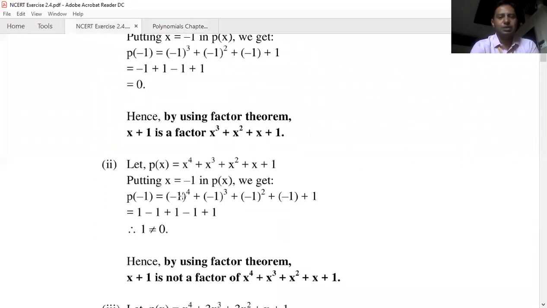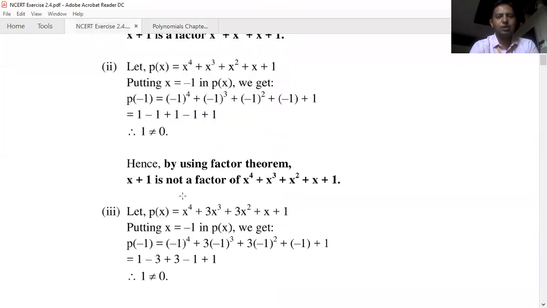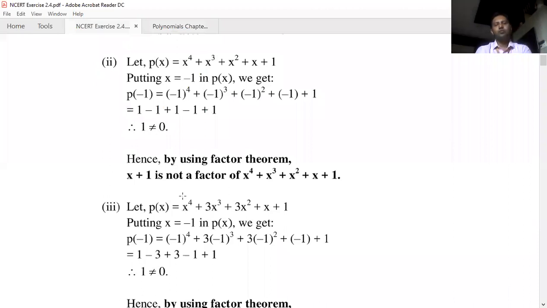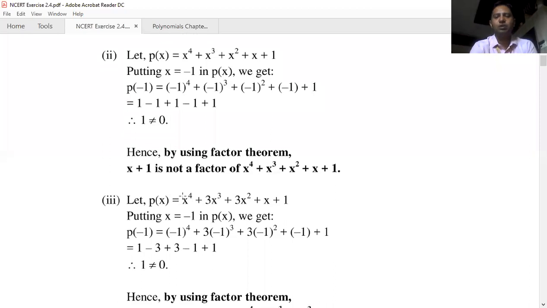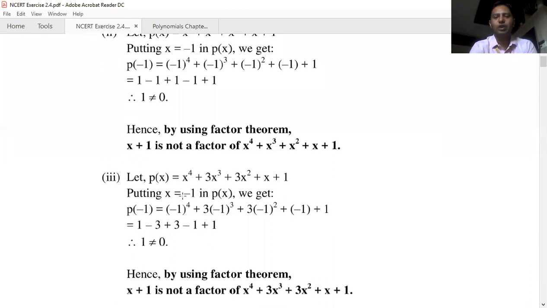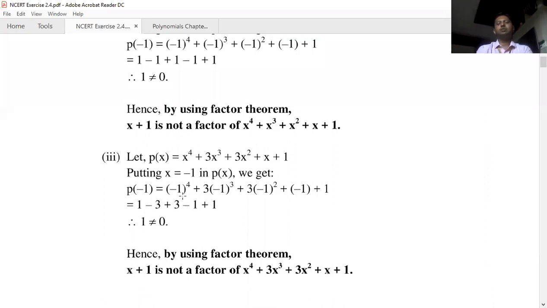So let's check in the solution as well. Yes, minus 1 raised to power 4 plus 3 minus 1 raised to power 3 plus 3 minus 1 raised to power 2 plus minus 1 and plus 1. So plus 1 minus 1 plus 3 minus 3 will get cancelled, left with 1 only. That is the constant part. So 1 is not equal to 0. Hence, by using the factor theorem, this is not a factor of x raised to power 4 plus 3x cube plus 3x square plus x plus 1.